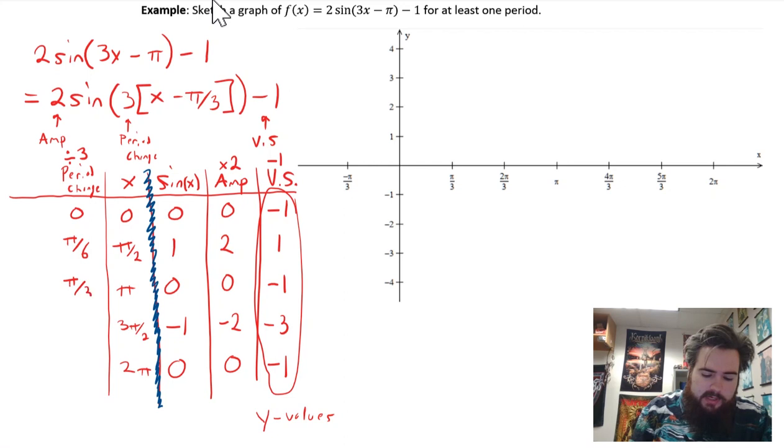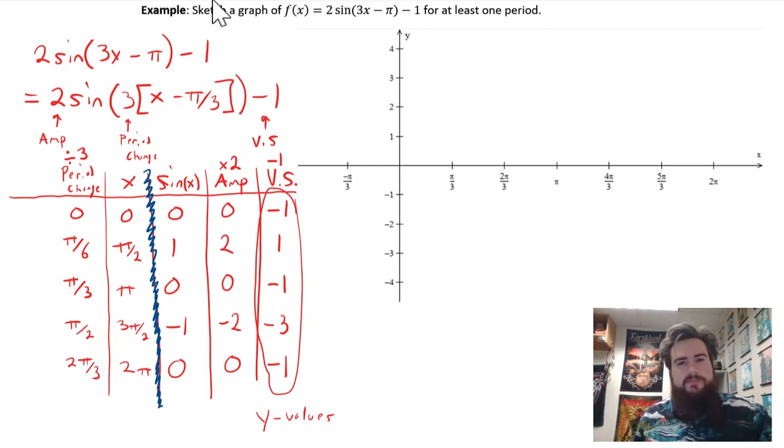Pi divided by 3 is pi over 3. 3 pi halves divided by 3 is pi over 2. And we get 2 pi over 3 for the last point. This function, by the way, has a period of 2 pi over 3. And if you now notice, my x values are going from 0 until 2 pi thirds is when it would start to repeat. So this does agree with the period of the function.